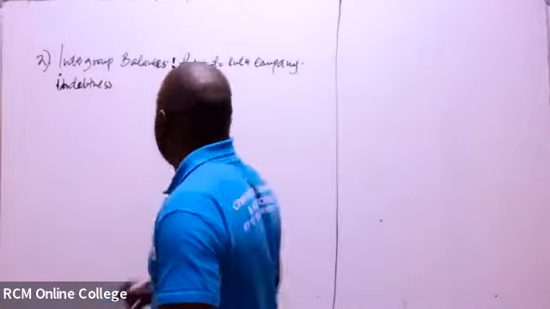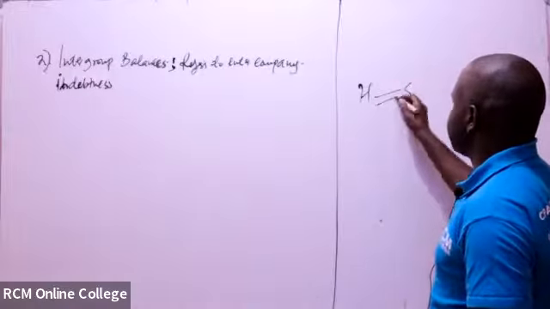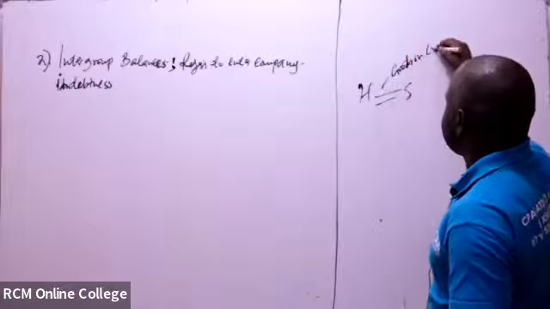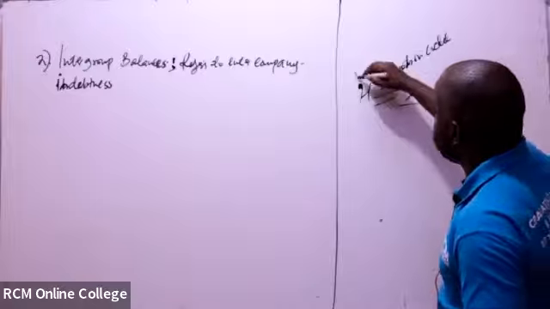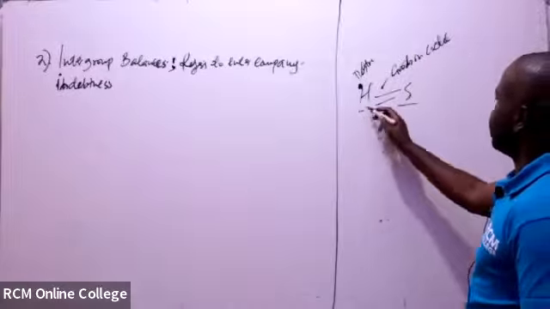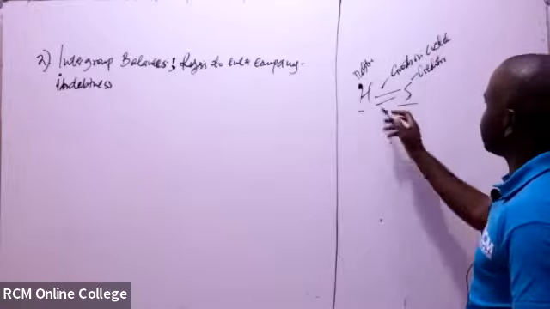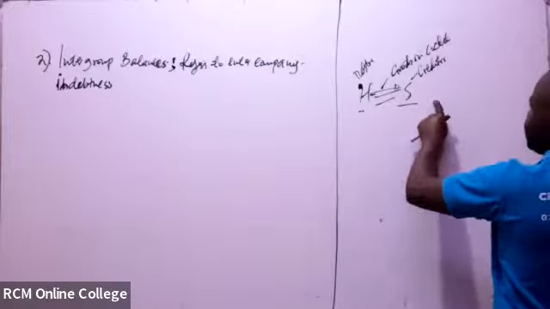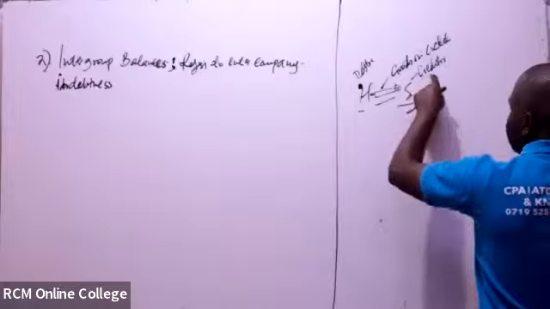Like in this case, the holding company sold to maybe the subsidiary some goods on credit. And therefore this subsidiary becomes a debtor to this one, and this holding company becomes a creditor to this subsidiary, because this one is the one that sold. So if they sold goods on credit, it means the subsidiary is the debtor, while the holding company is the creditor.